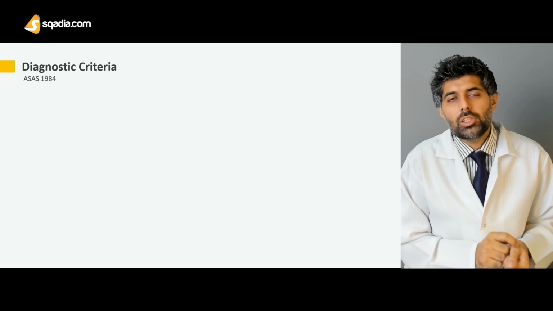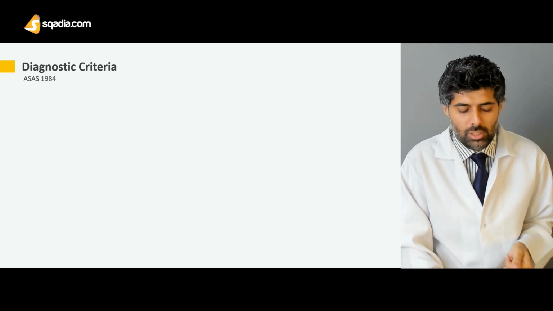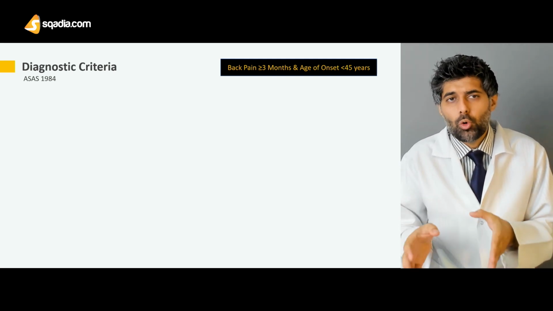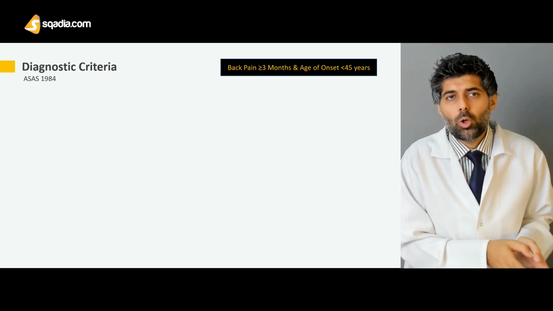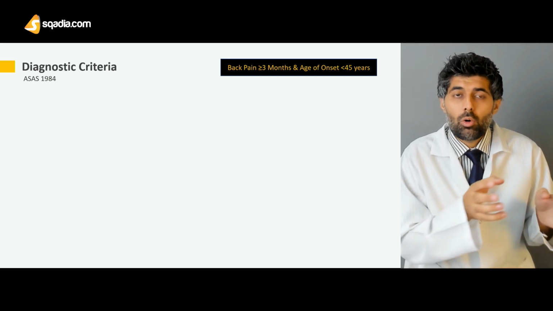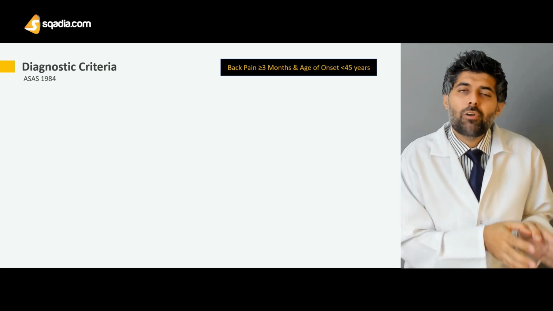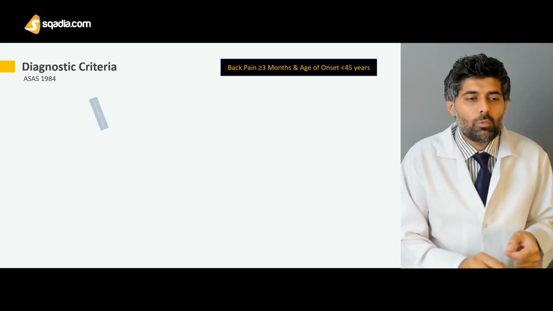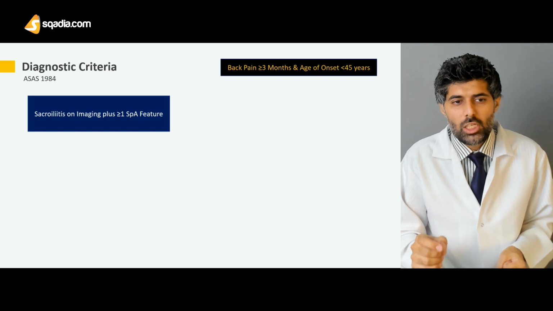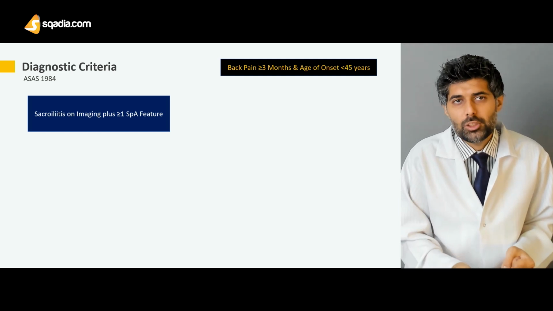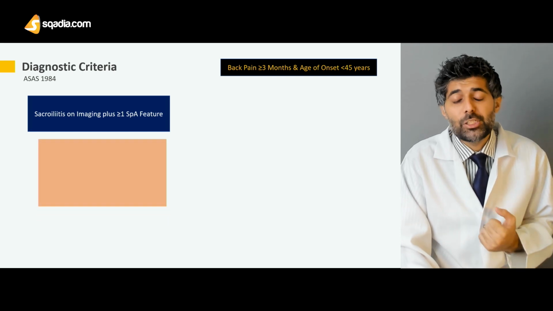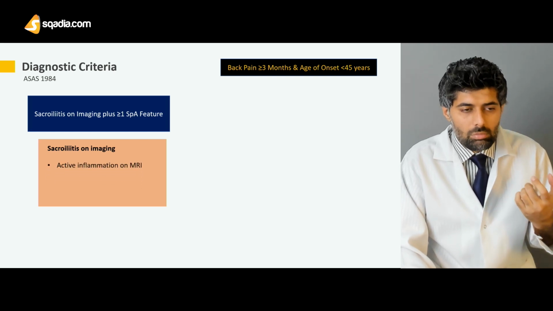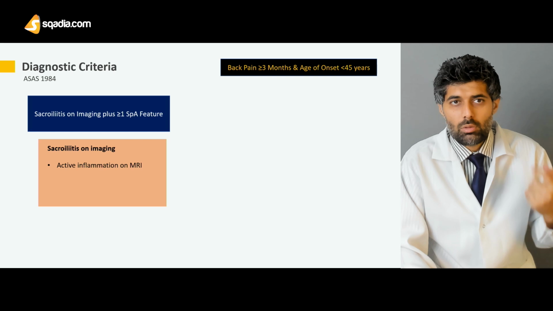Now, this diagnostic criteria states that if the patient has back pain of about 3 months or more than 3 months, with the age of onset of less than or almost equal to 45 years of age, along with sacroiliitis on imaging plus one of these features. Now, one of these features may be the sacroiliitis on the imaging with active inflammation on MRI.